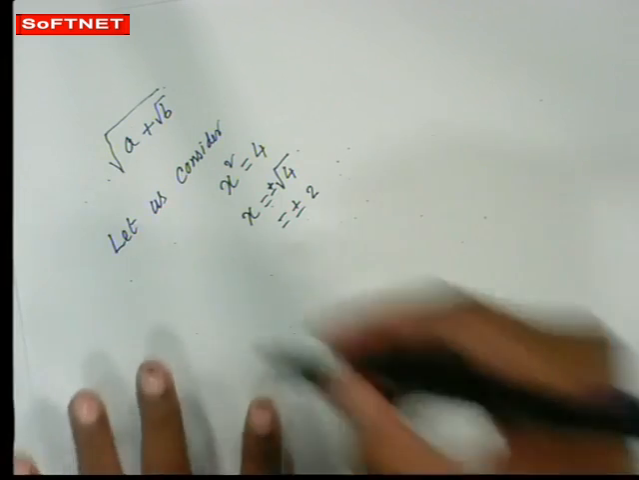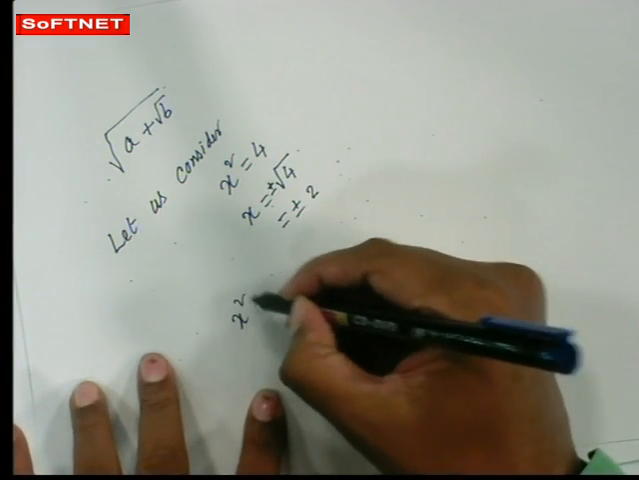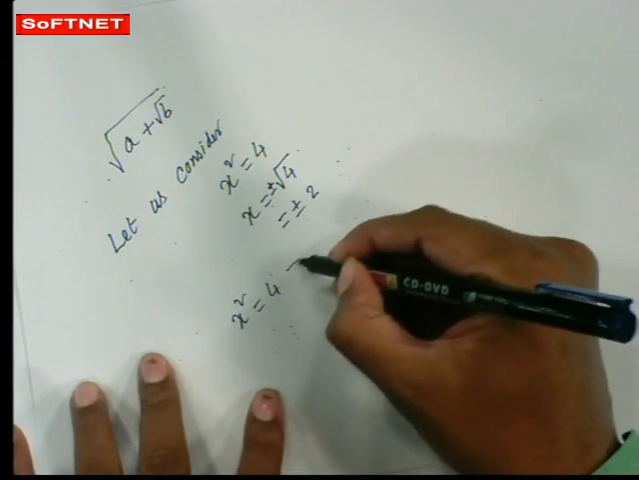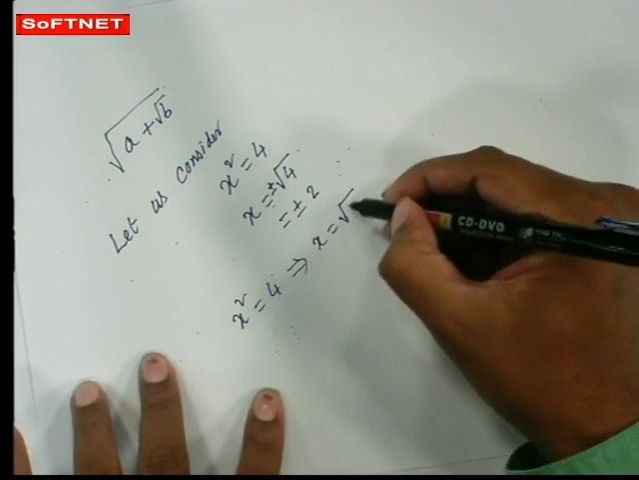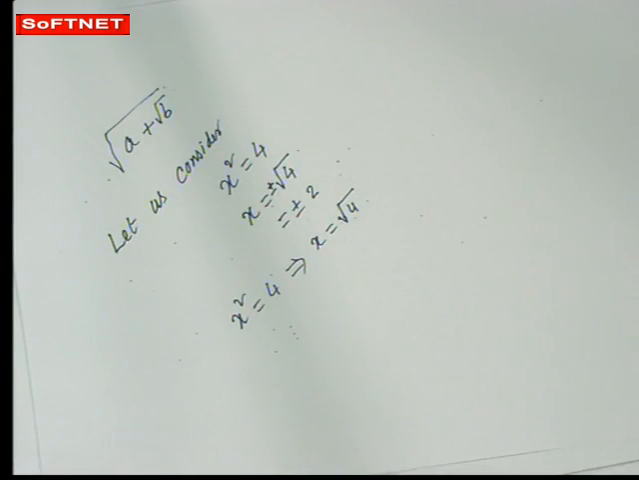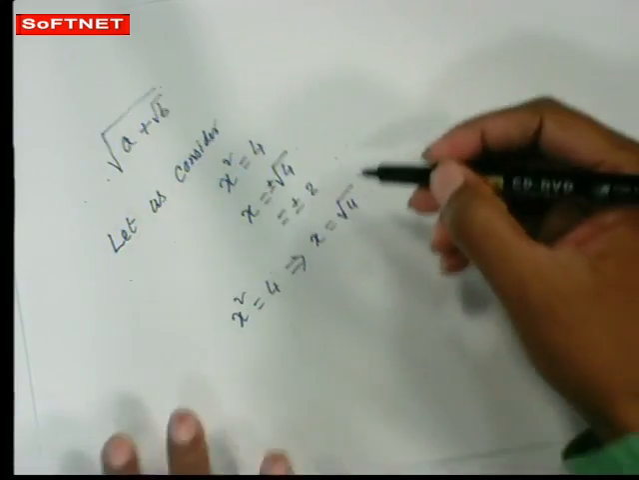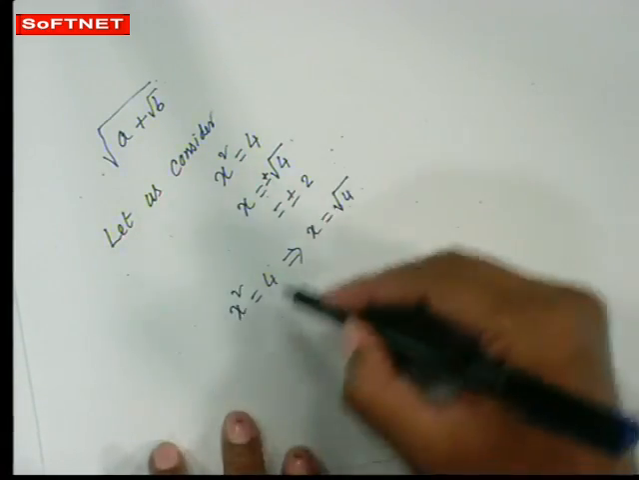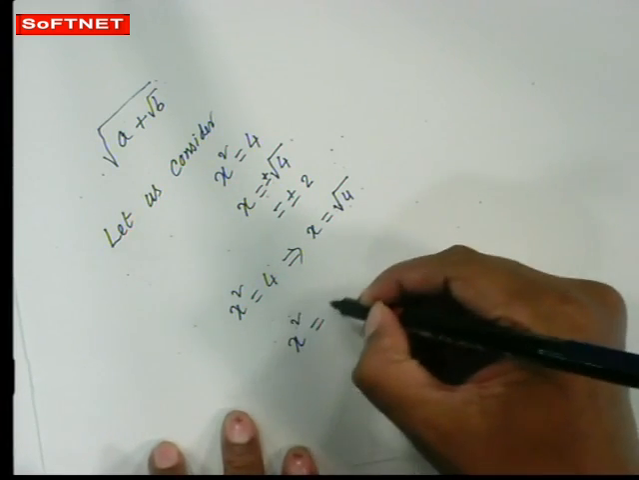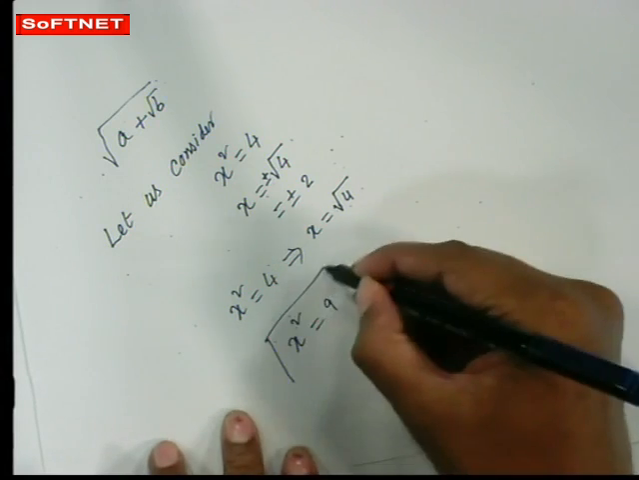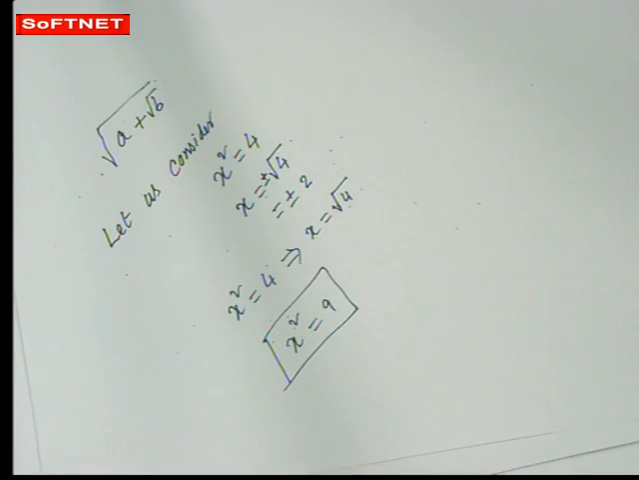Or if x square is equal to 4, you can write here x is equal to root 4. So now I give one statement, x square is equal to 9, a mathematical statement. It is called a mathematical statement.